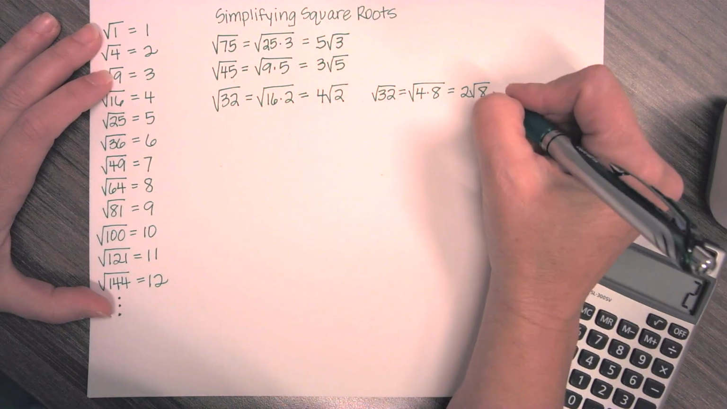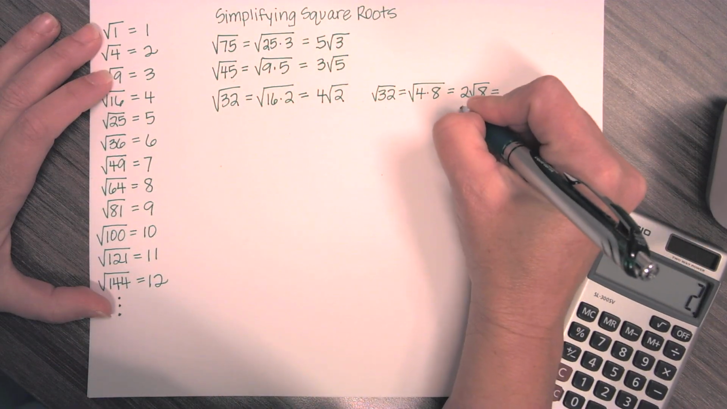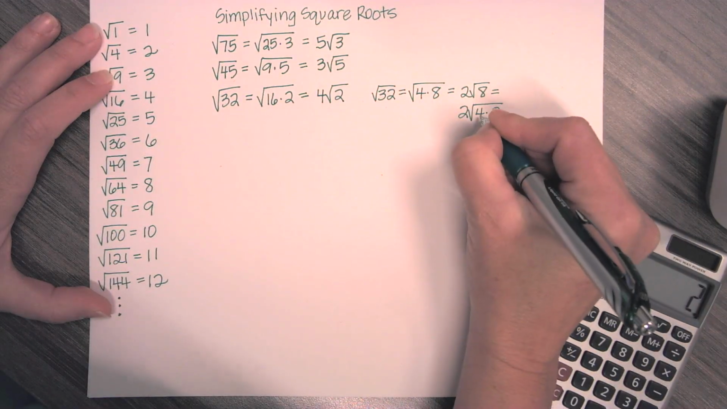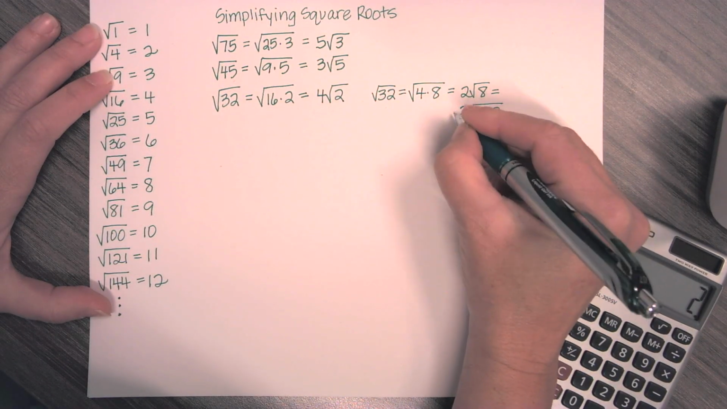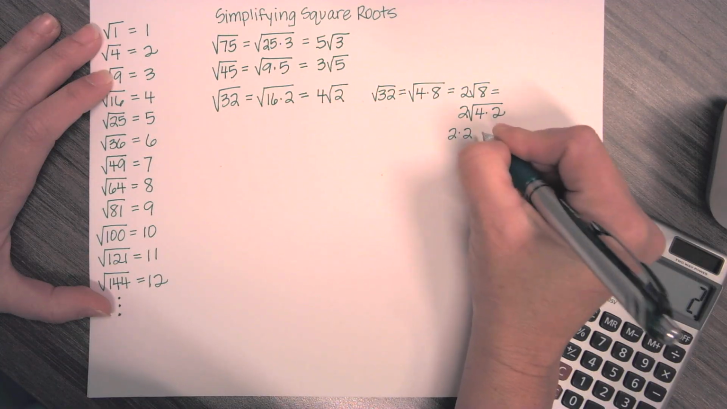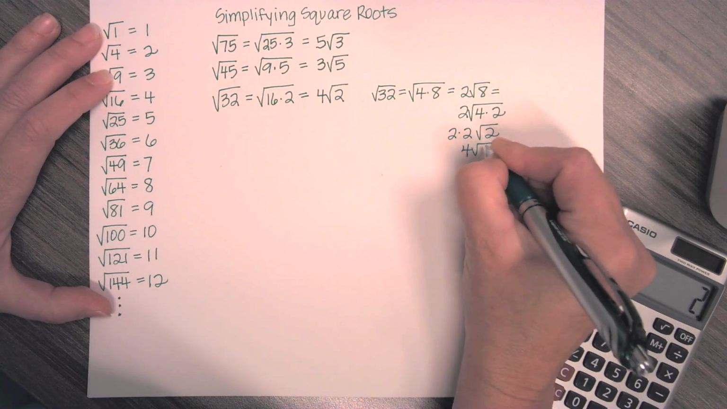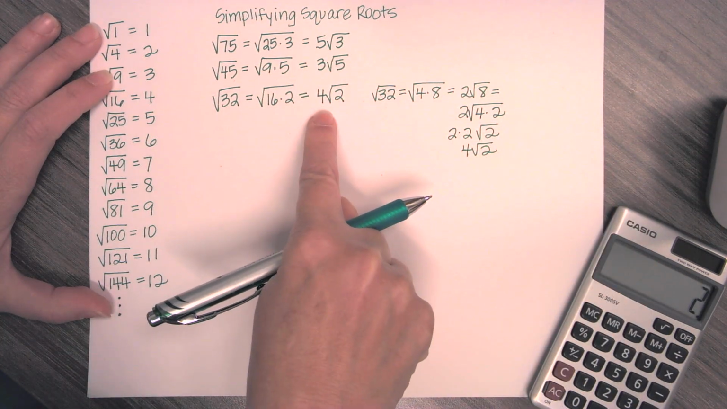So this could be simplified again by breaking the 8 down to 4 times 2, then taking the square root of 4, which would bring another 2 to the outside, and this 2 is left underneath, and we would end up with 4 square roots of 2, which we got here.